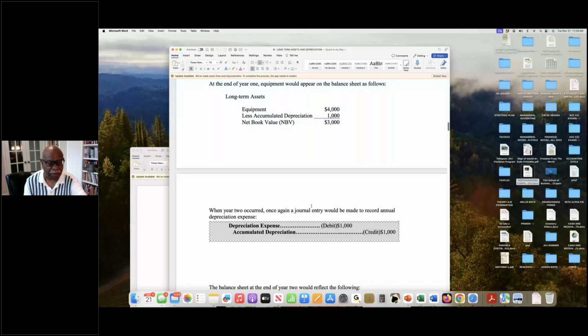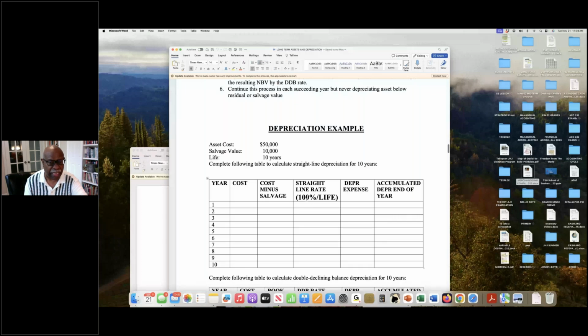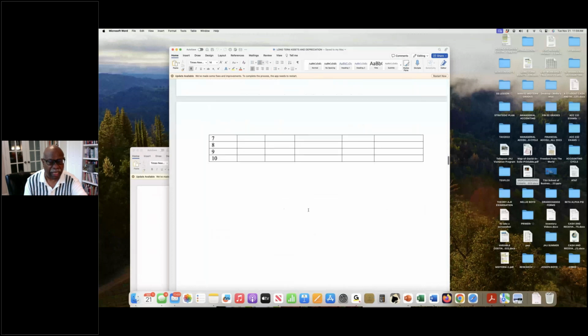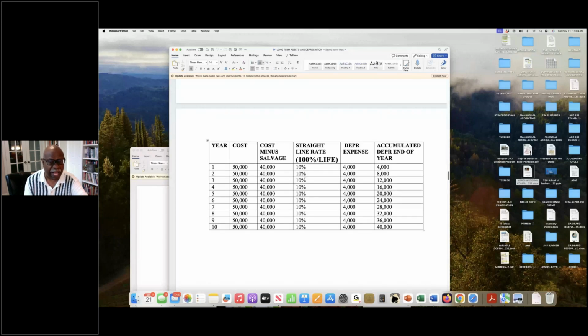And we had the example which you were supposed to finish. We did the first three or four years. If you finish the example using straight line depreciation, where we divide the life into 100% to get that rate, the depreciation expense is $4,000 every year. We only depreciate it to the salvage value. We can depreciate the 40, and it was $4,000 a year.